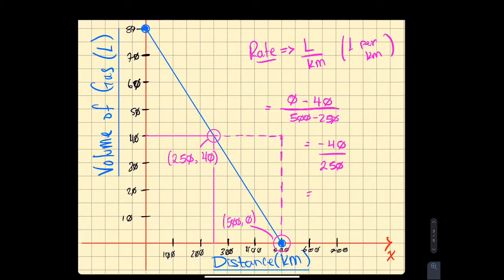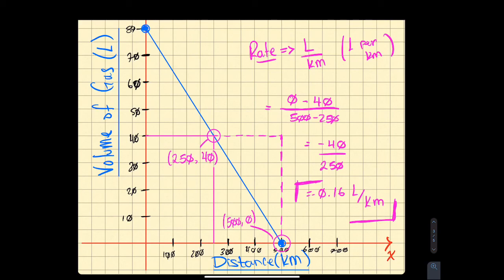What are we left with? Well, what's 40 divided by 250? That is negative 0.16. And what was our unit again for a rate? It was liters per kilometer. And that is our rate. That's how much fuel we were using, essentially.